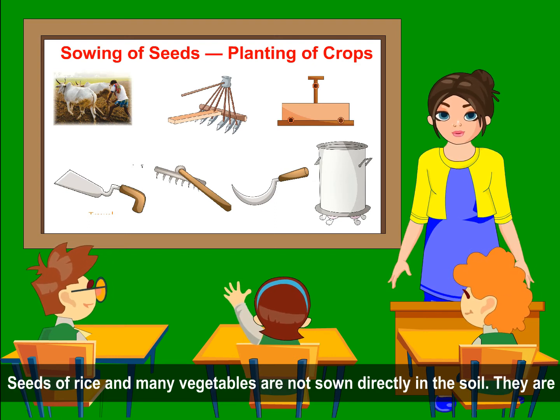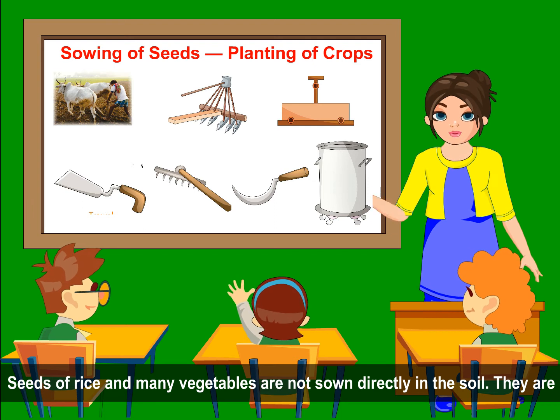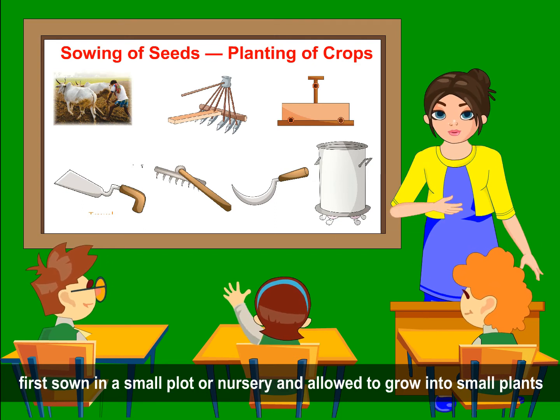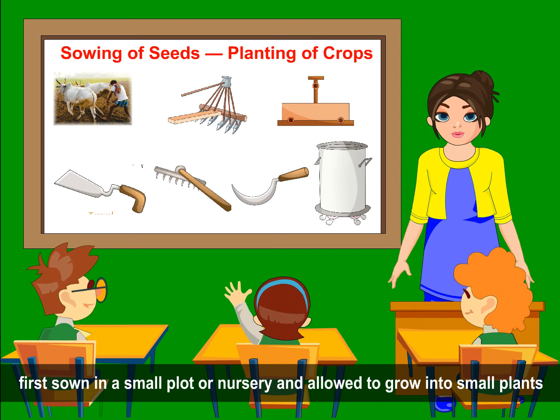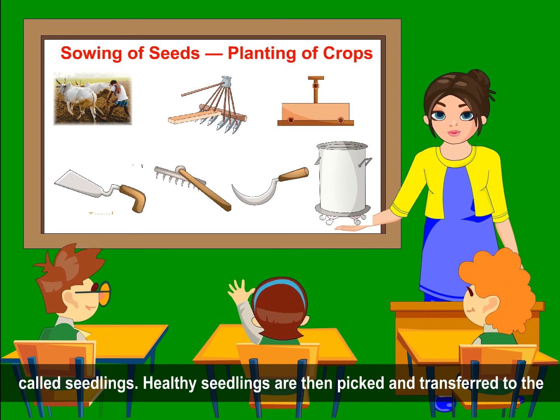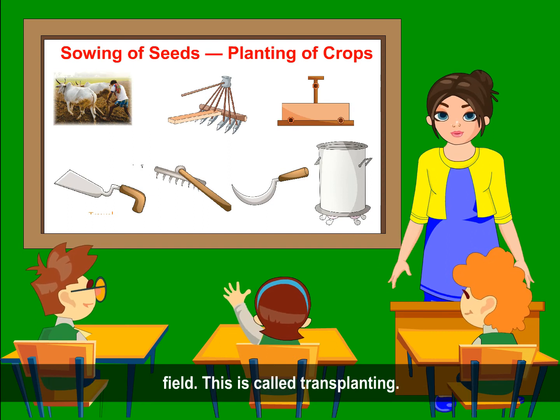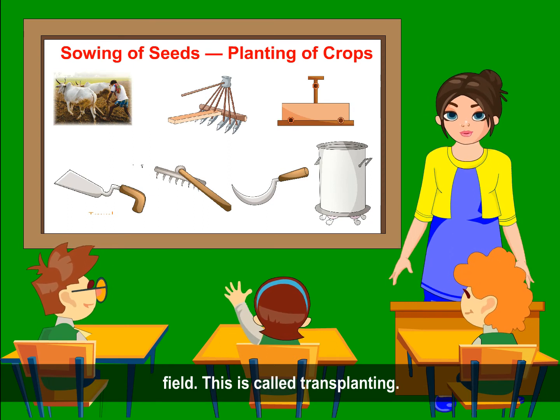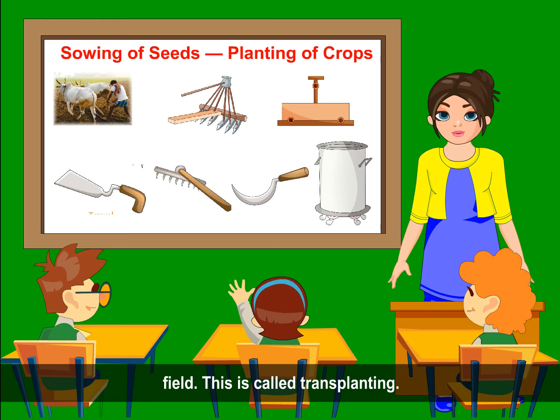Seeds of rice and many vegetables are not sown directly in the soil. They are first sown in a small pot or nursery and allowed to grow into small plants called seedlings. Healthy seedlings are then picked and transferred to the field. This is called transplanting.